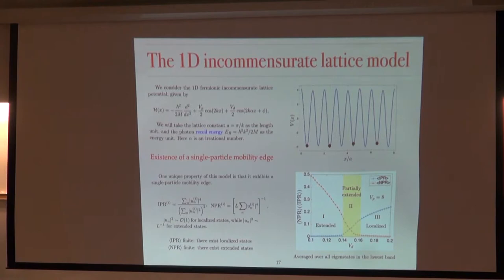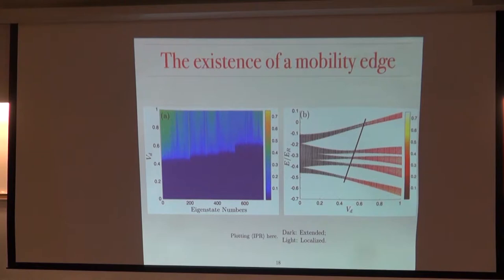The previous plot was an average over all the eigenstates. Here I'm going to show the plot in terms of every eigenstate. This is the plot of IPR, and this axis is, again, the eigenstate number. I label all the eigenstates in the spectrum. You can see this dark area is extended, and this light area is localized. You can see the mobility edge clearly. For example, let's follow this line. For this lattice detuning, this part of the energy eigenstates is localized, but these parts are still extended. This is what a mobility edge looks like when we zoom into the spectrum.